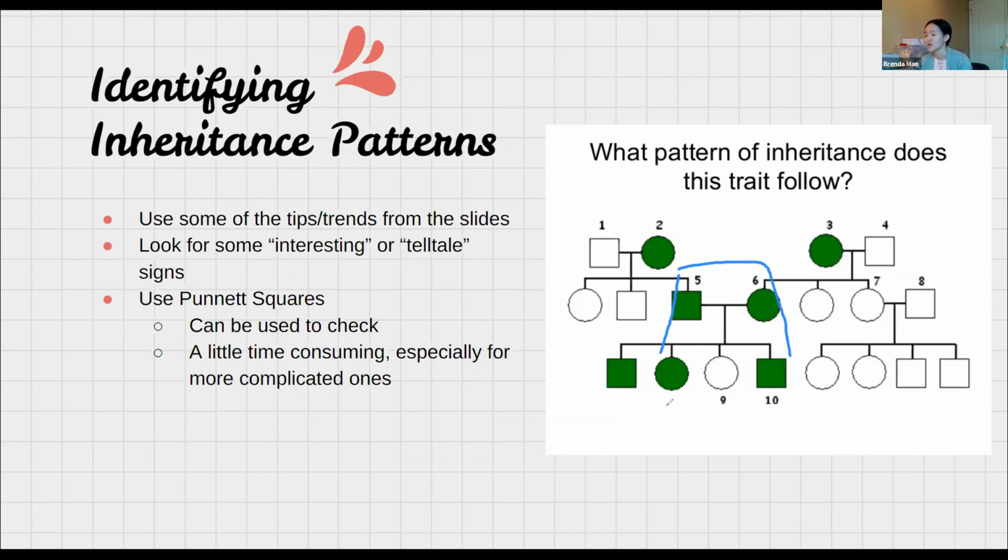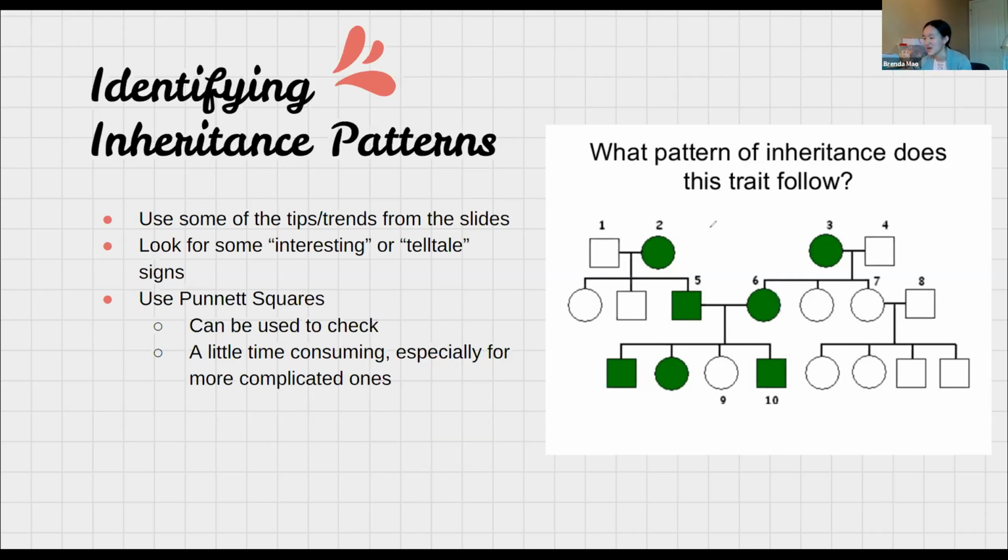Next, let's look at how many males and females are affected. We have 1, 2, 3, 4 females and 1, 2, 3 males. So pretty even. Nothing else we can really glean from there. From here, I would start using Punnett squares to check how it could be inherited. At this point, we know it's going to be something dominant. We just don't know if it's going to be autosomal dominant or X-linked dominant. And so this is the point where we would start using Punnett squares.